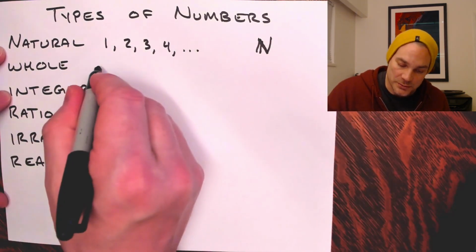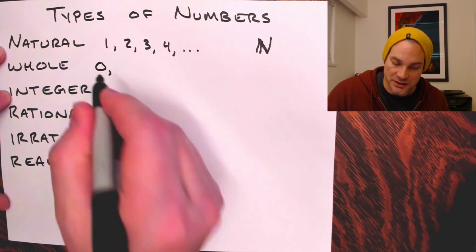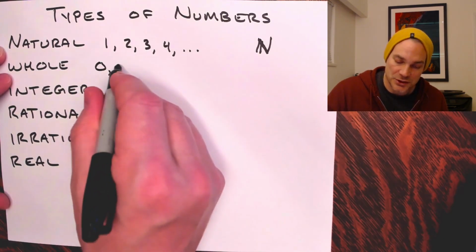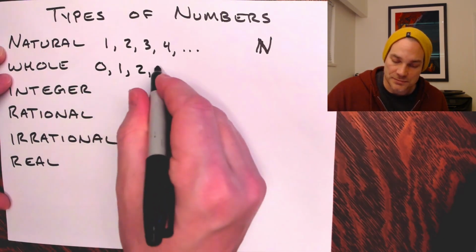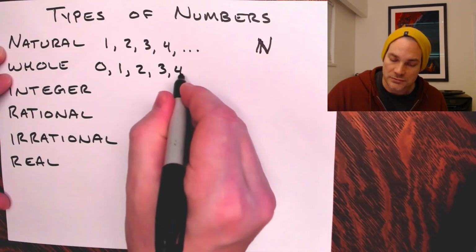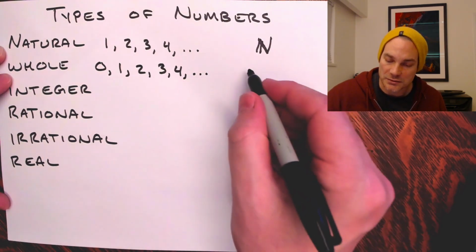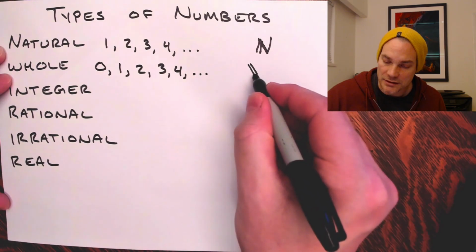Now we have the whole numbers. So whole numbers, they start with 0. So we've just essentially got the natural numbers with a 0. And we can do this with a double back W.